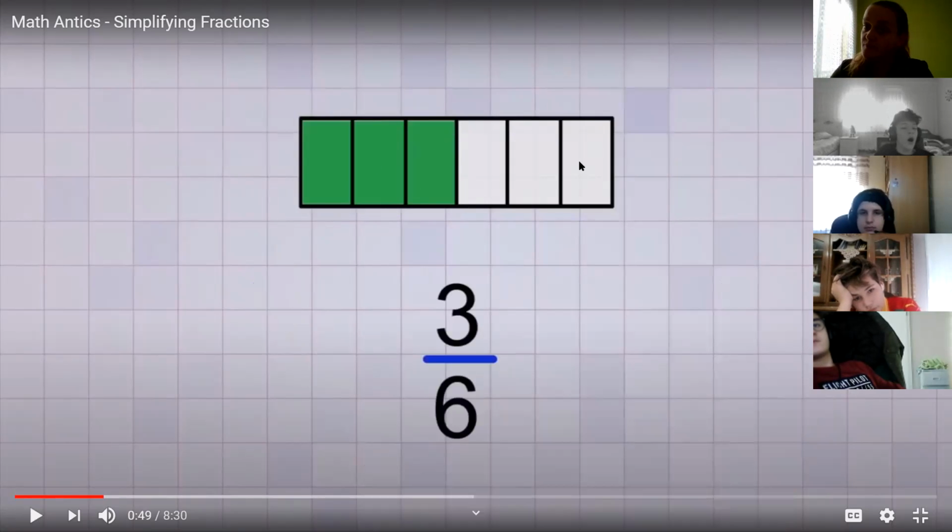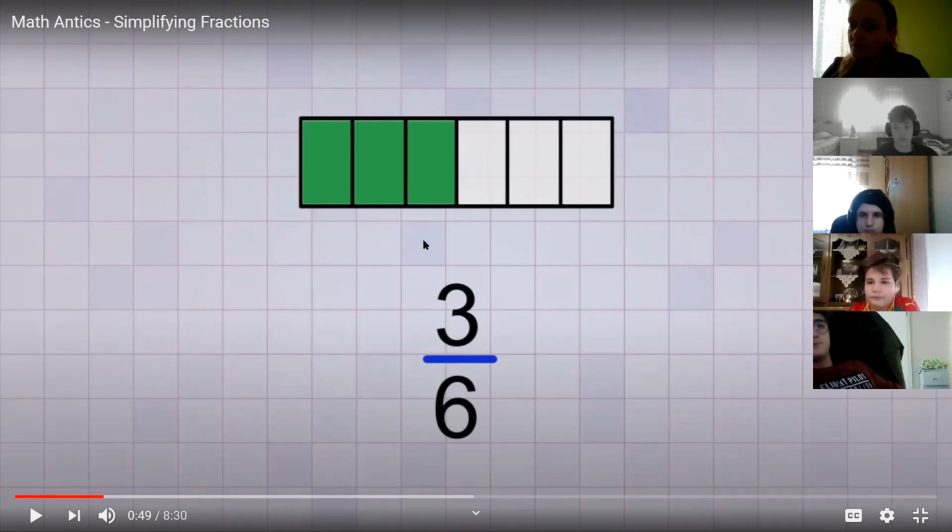So here it's the same rectangle, same part is colored, but now how many parts do we have? How many small rectangles? 1, 2, 3, 4, 5, 6. And 3 of them are colored. But again, it gives the same value. Again, this fraction is 1 over 2. Again, it is half of this rectangle.